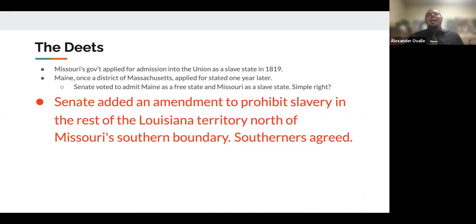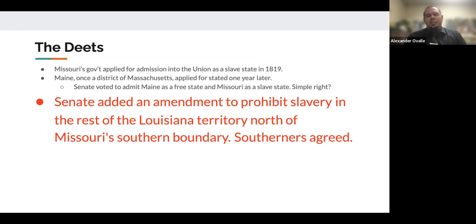However, there's going to be a holding period. And Maine, remember our 13 colonies map? Maine, not a state, once a district of Massachusetts, applied for statehood 1 year later. The Senate voted to admit Maine as a free state, Missouri as a slave state. That sounds simple, right? Well, the Senate added an amendment to prohibit slavery in the rest of the Louisiana Territory north of Missouri's southern boundary.